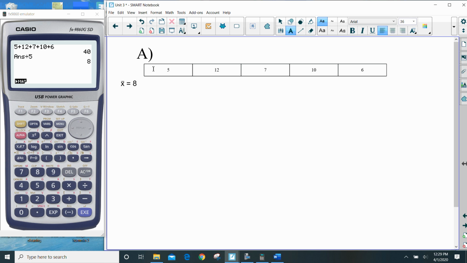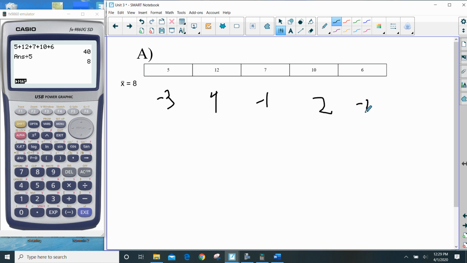So what we need to do is take X minus X bar. X is the individual number, and X bar is 8. So the first would be 5 minus 8. The next would be 12 minus 8. 7 minus 8. 10 minus 8. 6 minus 8. And so you can get these X, which is the list, minus X bar, your average. So X minus X bar.